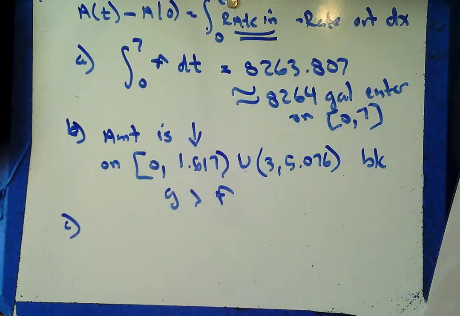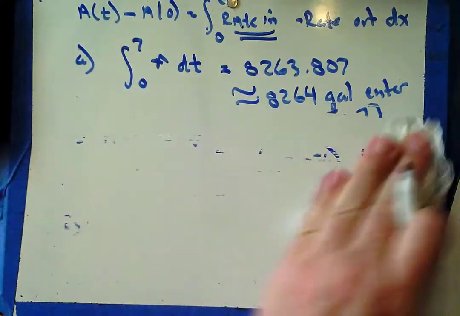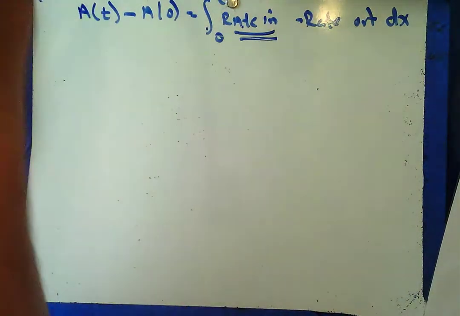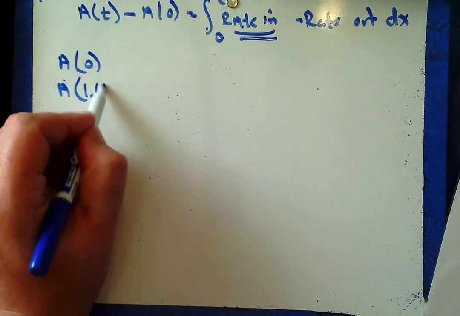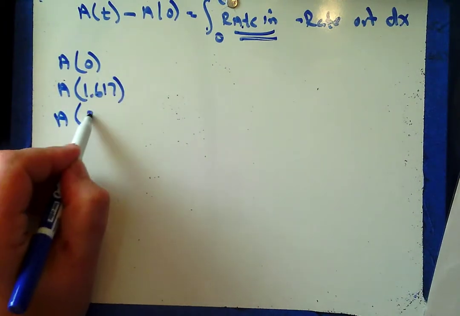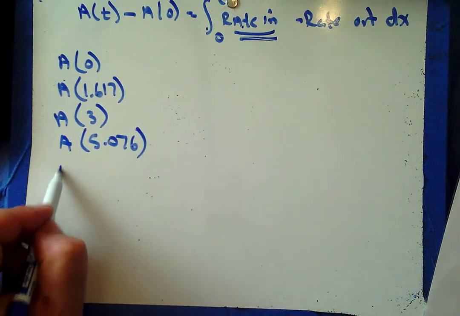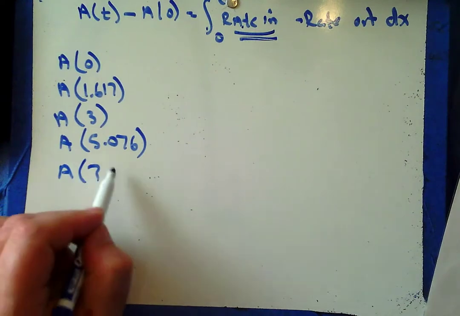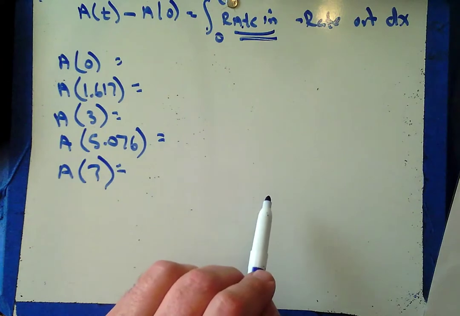Okay, part C. Part C says on 0 to 7, when is the amount of water in the tank the greatest? To the nearest gallon, compute the amount of water at those times. Well, this is another candidates test. And I see a bunch of values here. A of 0, A of 1.617, A of 3, A of 5.076, and A of 7. So I need to find these values.